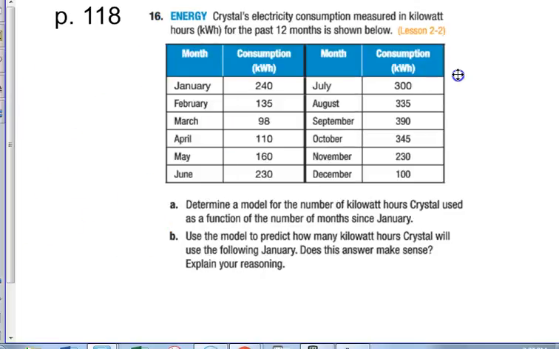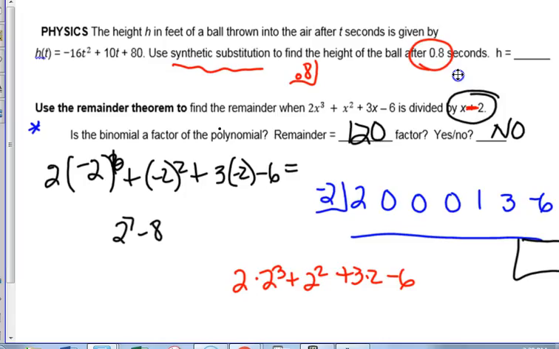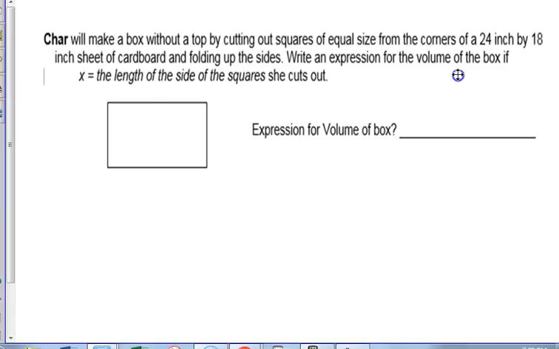All right. This question is on the test. This exact one. Shar is making a box out of this. Yeah, why does Char need a box? Why doesn't he just go buy a box from the store?